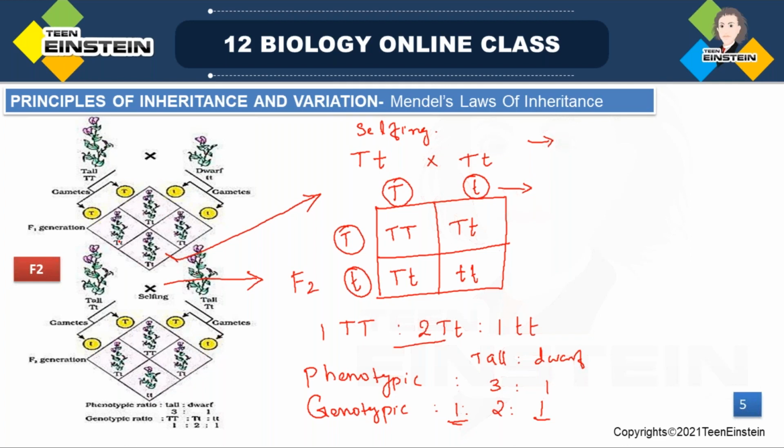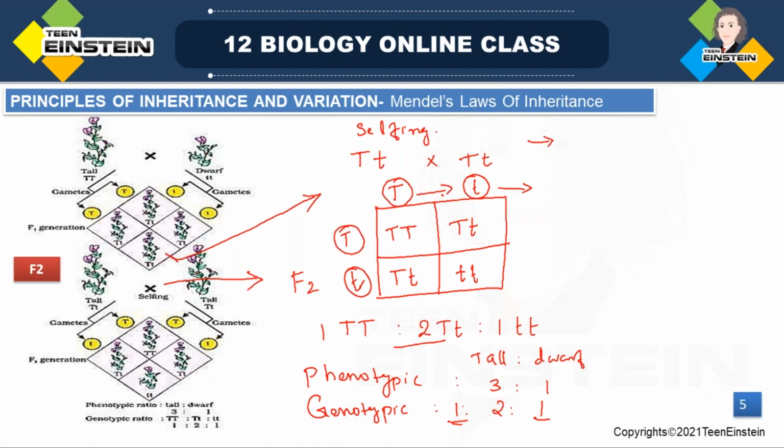When this F1 plant of the genotype capital T small t is getting self-pollinated, it will produce gametes. Which type of gametes will it produce? Capital T and small t. Here you can see the possible gametes. And when fertilization is taking place, that pollen grain of genotype T has only a 50% chance to pollinate.